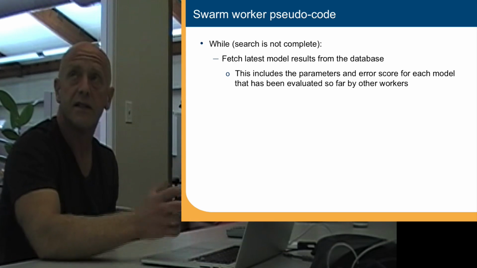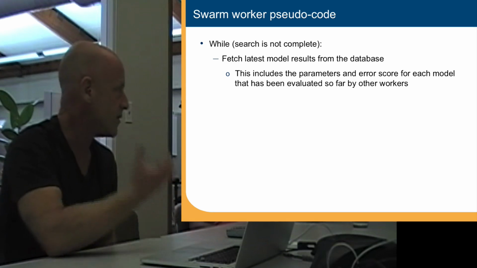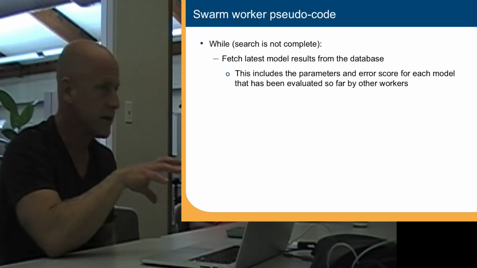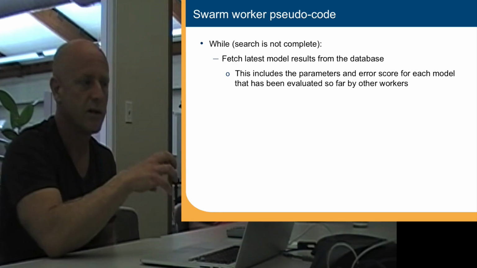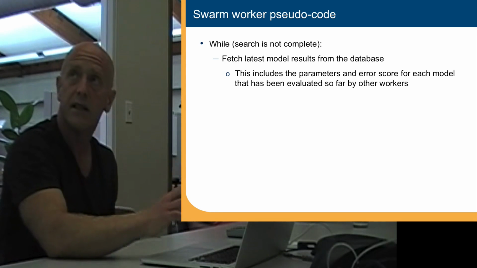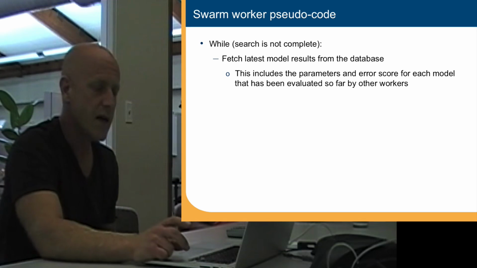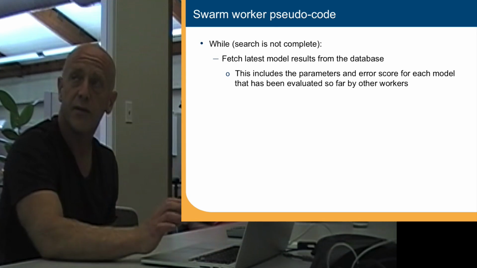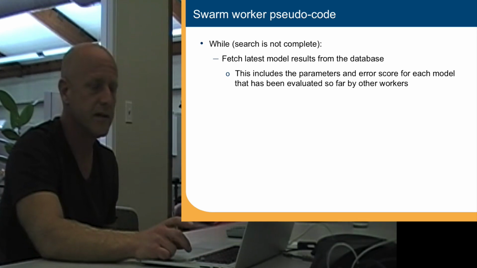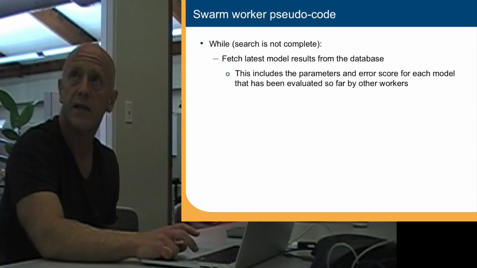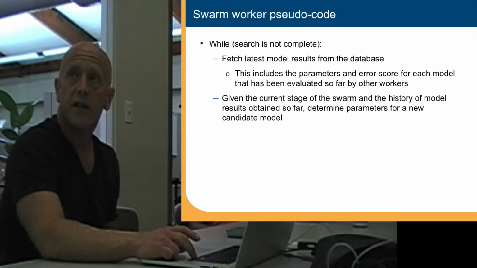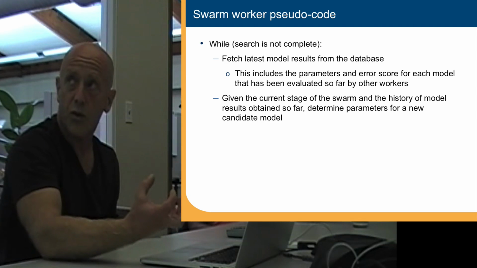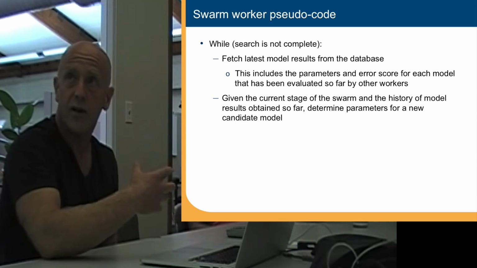It fetches the latest model results from the database. So remember, all workers are publishing their results to this database. So when a worker comes online, it can get all the latest results. For each model that has been evaluated, we have the parameters and the error score that model produced in this database.